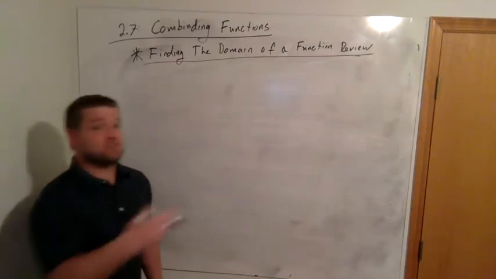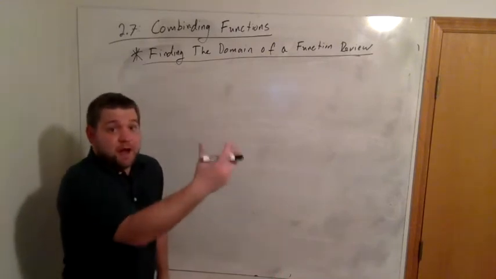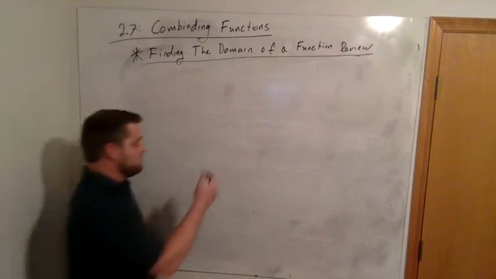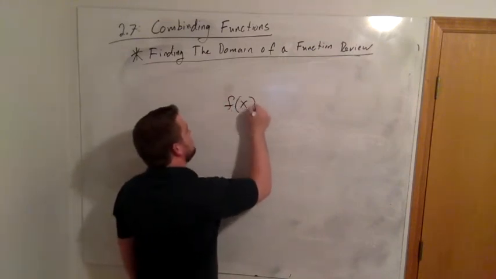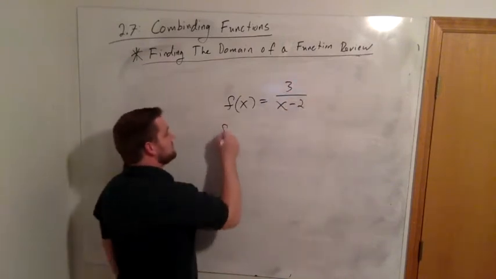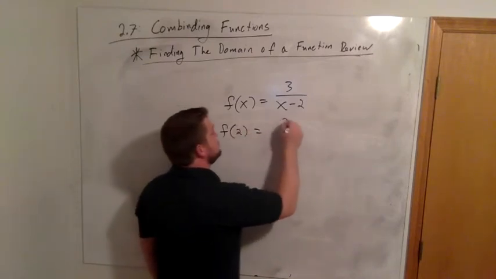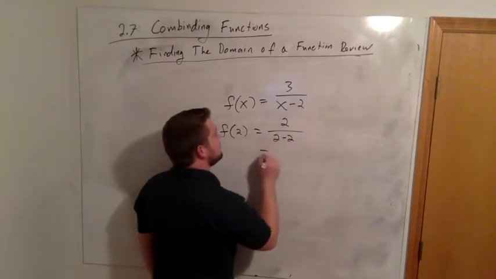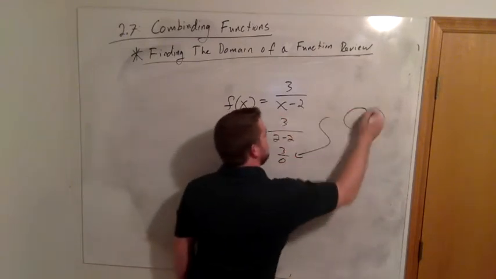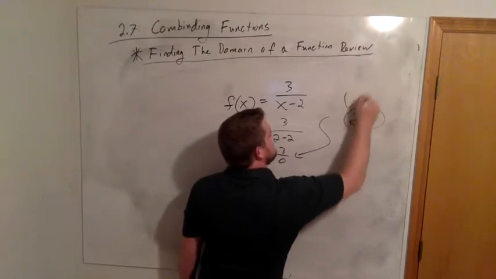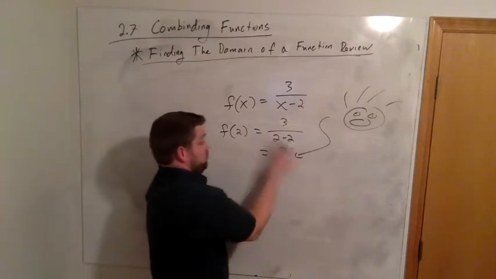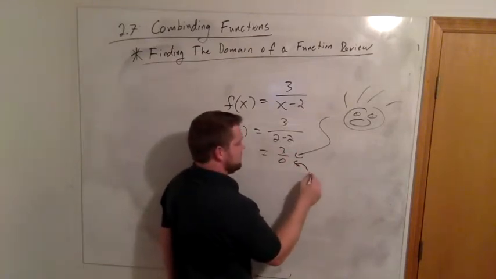By meaningful, I mean it's actually going to give me an output, in this case a real output. Let me give you a couple of examples. For example, if we think about the function f of x equals 3 over x minus 2, notice that if I try to plug in the value 2, I'll get 3 over 0. This should make your math brain go crazy. Remember, we cannot divide by 0. So when I plug in 2, 3 divided by 0 is undefined.